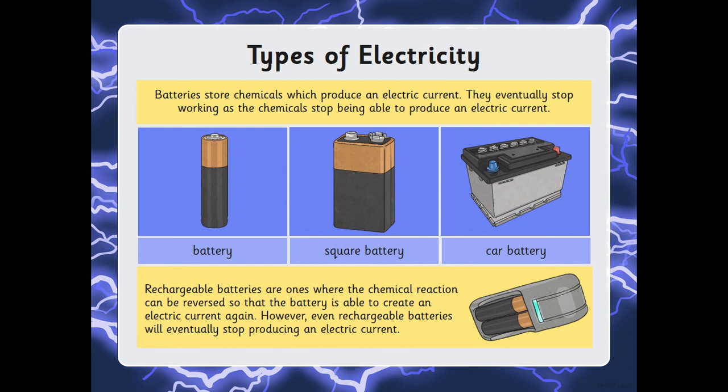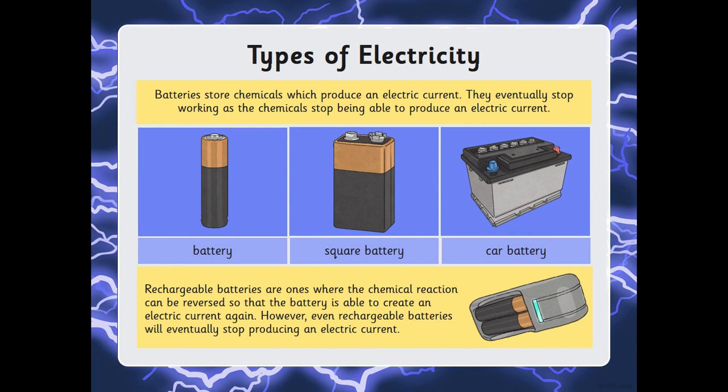So, battery electricity. Batteries store chemicals which produce an electric current. They eventually stop working as the chemicals stop being able to produce an electric current. And we've got the different types of batteries there. There's lots of different shapes and sizes of batteries. We've got batteries that we use in remote controls, batteries we use in cars, all sorts of different types, haven't we? Depending on the appliance, it depends on what type of battery it needs. It's not a one size fits all when it comes to batteries.